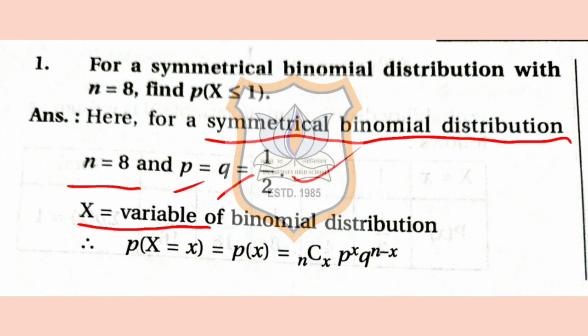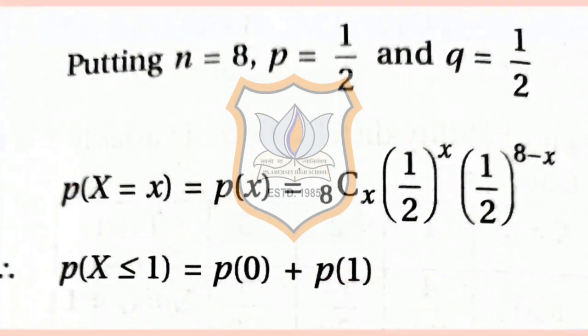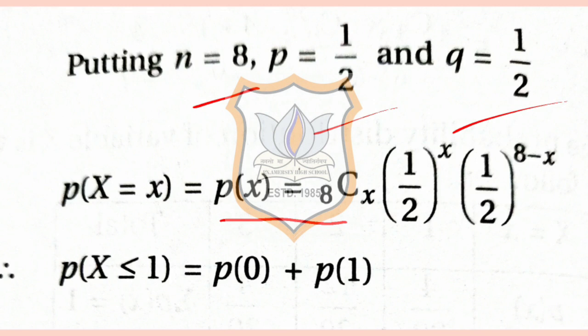Let us recall the formula. The formula for binomial distribution is P(x) is equal to nCx P raised to x Q raised to n minus x. Here n is 8, P is half, Q is half, and let us substitute the values. So P(x) will become 8Cx half raised to x and half raised to 8 minus x.